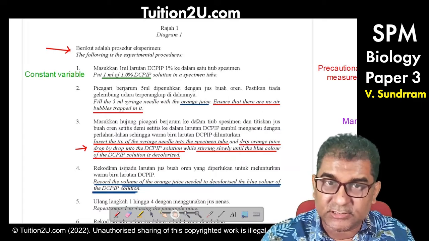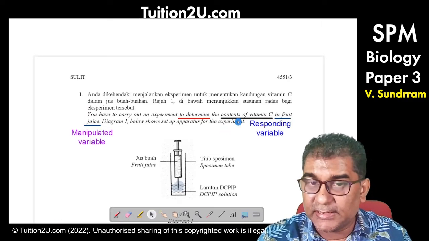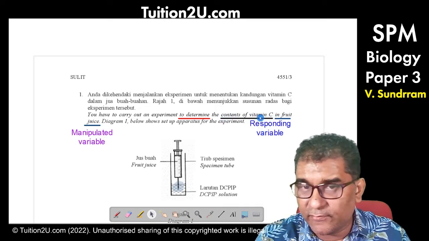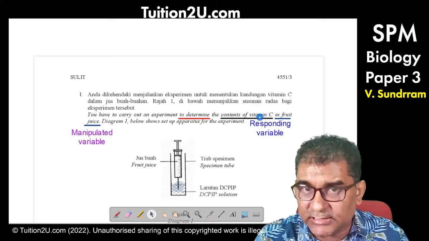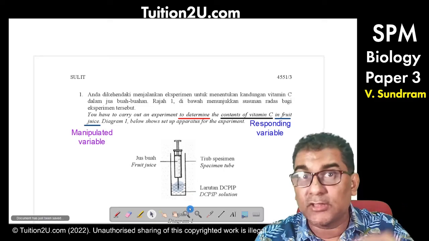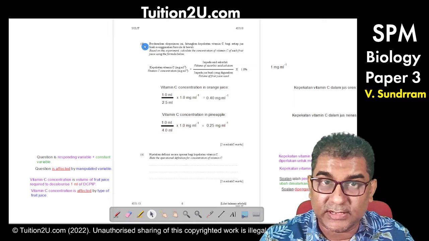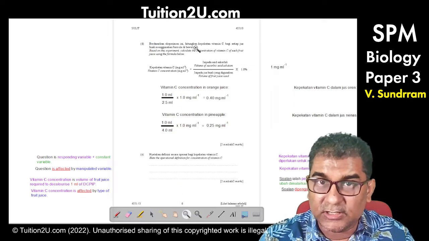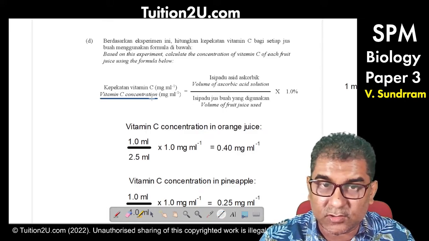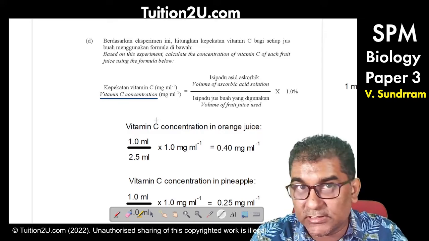One is the first paragraph. In this question, the first paragraph actually mentions contents of vitamin C. So you can write contents of vitamin C because it is there in the question. So you can use it. But do we have any other option? The other option is you find the question that will have calculation. That is question D. Question D wants us to calculate, and what they want us to calculate is vitamin C concentration. So I see the words vitamin C concentration in question D.